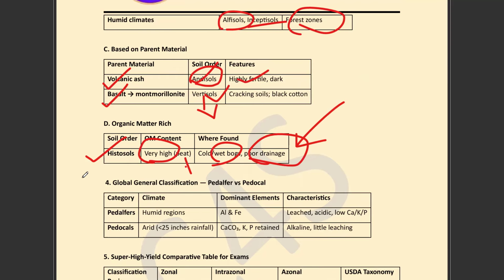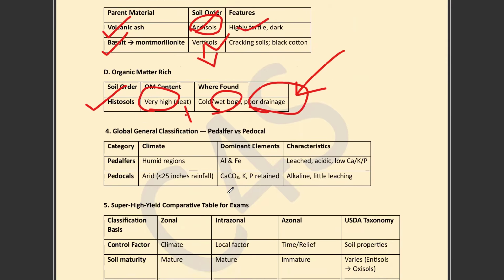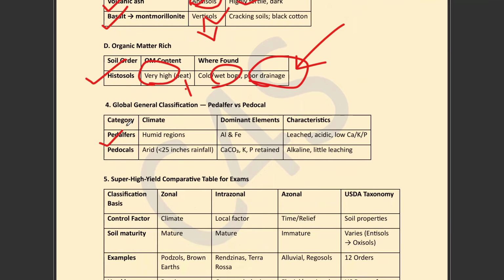Next, a global general classification. It is pedalfers in the humid regions. The dominant elements would be aluminum and iron. What is the characteristic? It is leached, acidic, and low in calcium, potassium, and phosphorus. Next comes your pedocals. It is in arid regions. What is the criterion for arid? Less than 25 inches of rainfall.